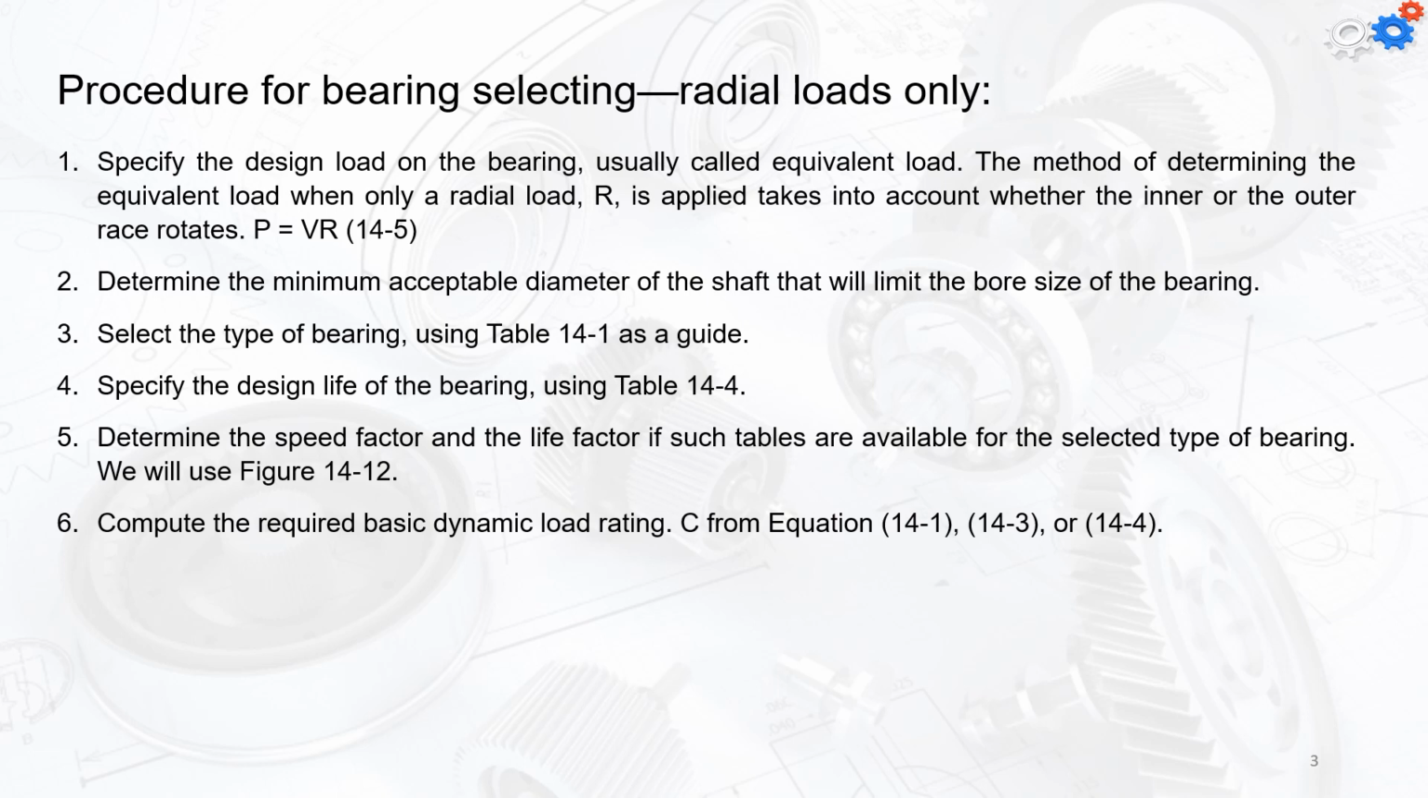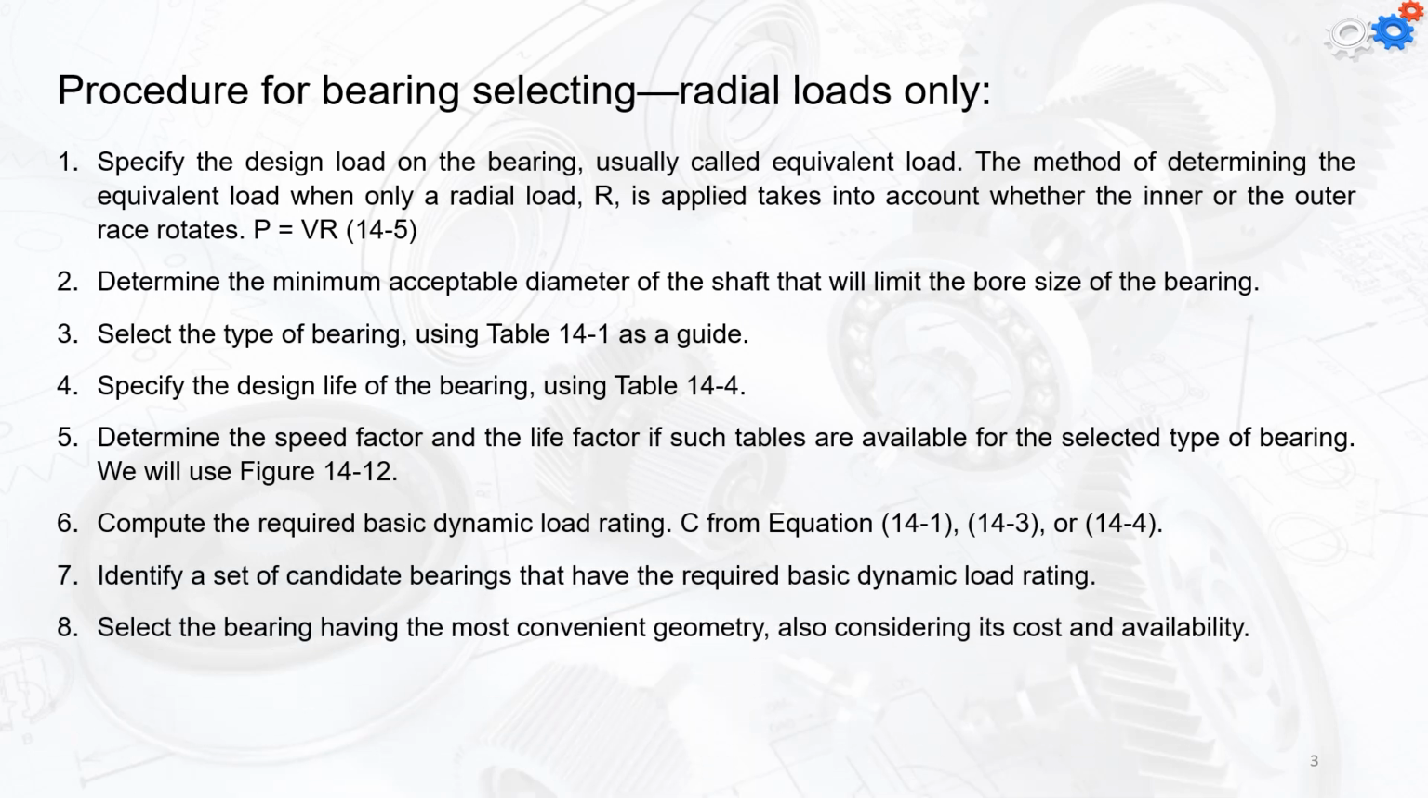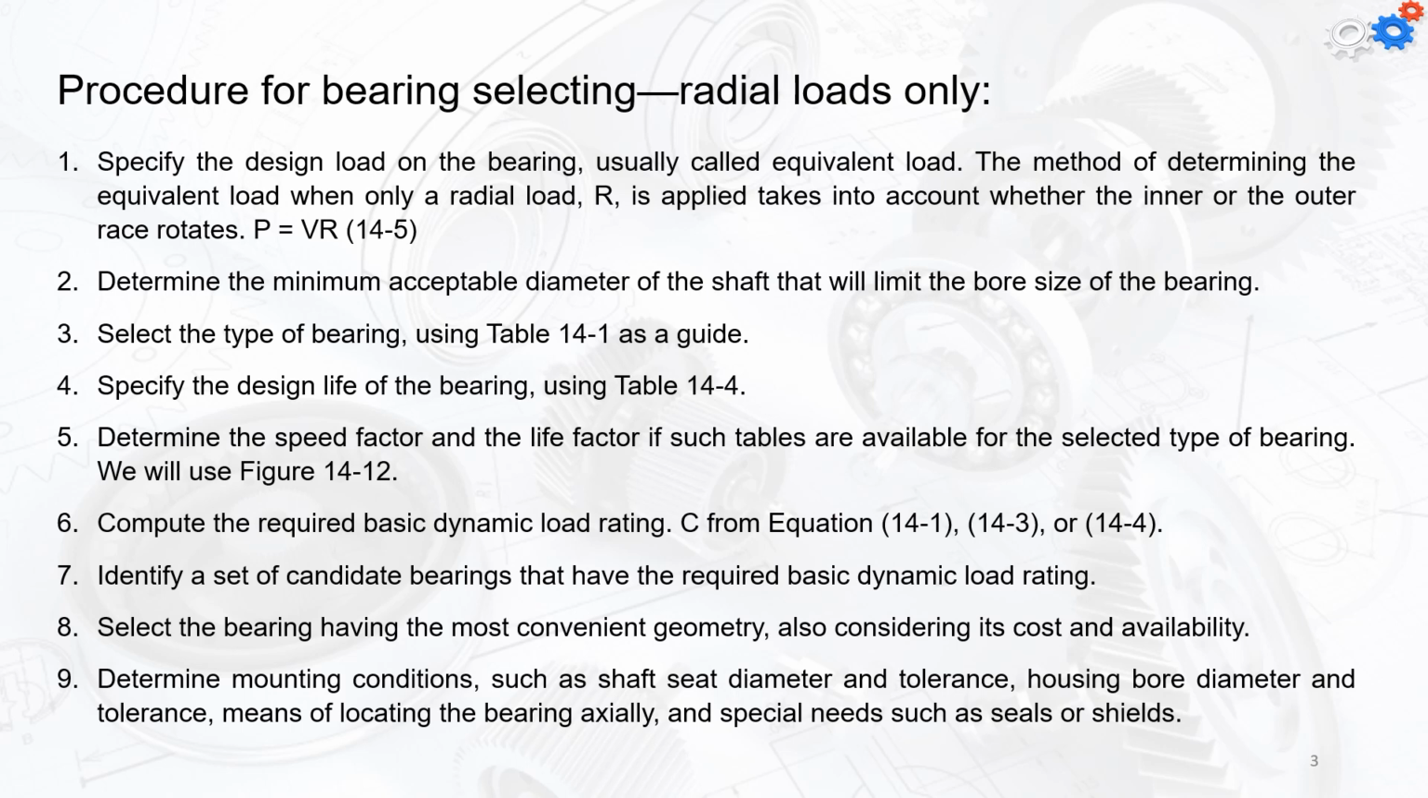Sixth, compute the required basic dynamic load rating, C, from equation 14.1, 14.3, or 14.4. Seventh, identify the set of candidate bearings that have the required basic dynamic load rating, C, and select the bearing that has the most convenient geometry, also considering cost and availability. Ninth, determine the mounting conditions such as the shaft seal diameter and tolerances, housing bore diameter and tolerance, the means of lubricating the bearing, auxiliary and special needs such as seals or shields.